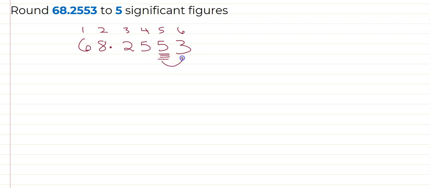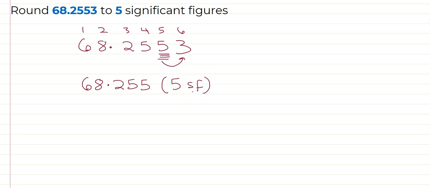Let's look to the right. We have a 3. Remember that the digit to the right of the last position is what we call our deciding digit. It tells us whether the digit in the last position is going to be rounded up or is going to stay the same. So here we have a number less than 5. So that simply tells us that the number 5, which is our last digit here, is going to stay exactly the same. So this is going to be 68.255, and this is going to be 5 significant figures.